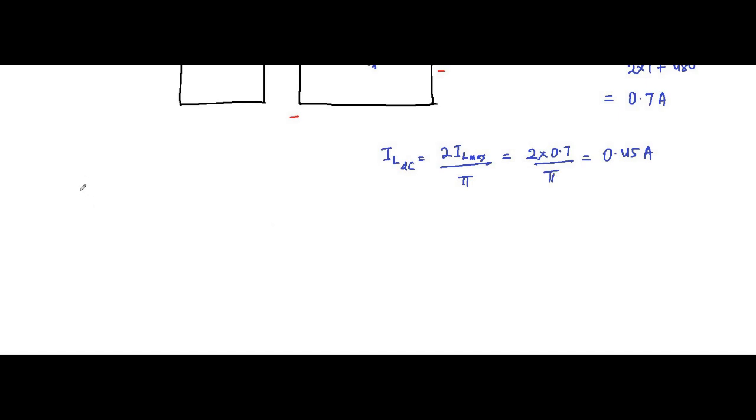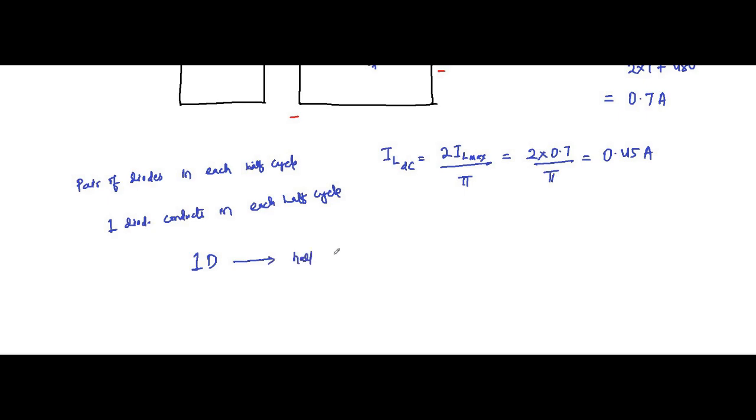A pair of diodes conducts in each half cycle. That is, one diode conducts in each half cycle, whether it is positive or negative.